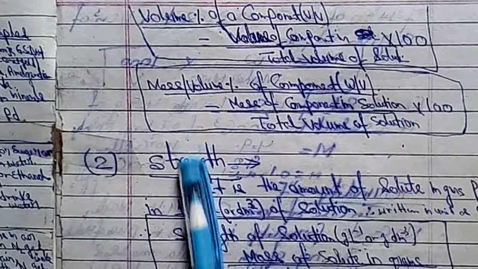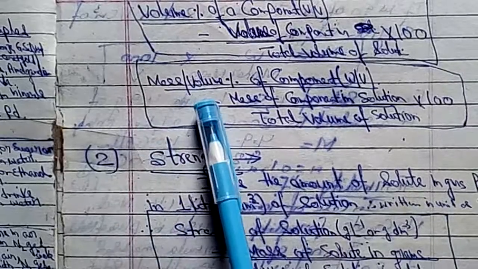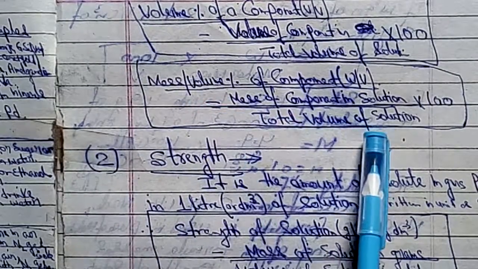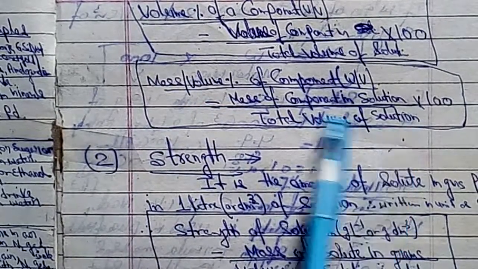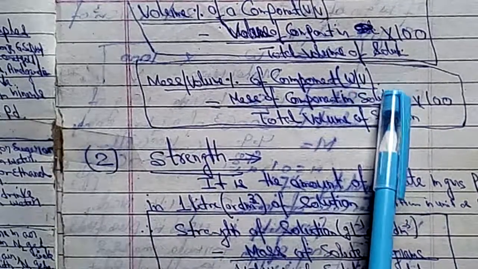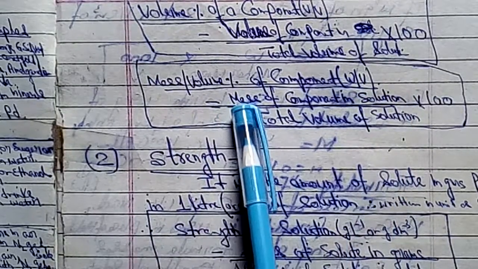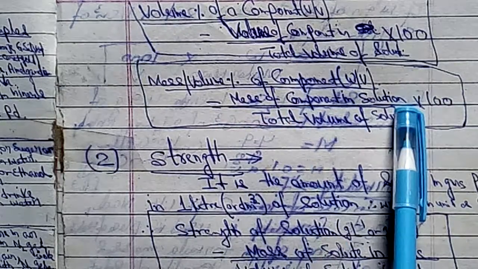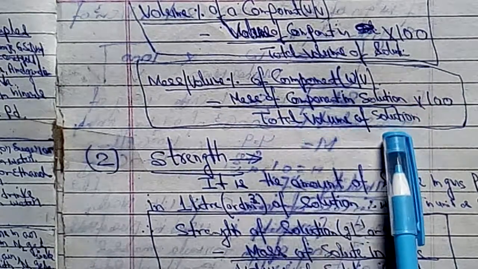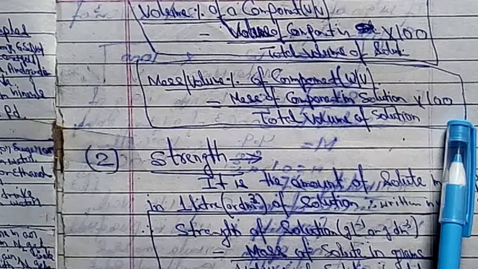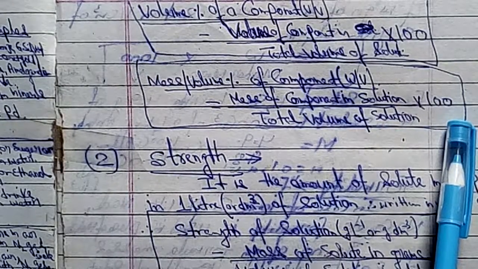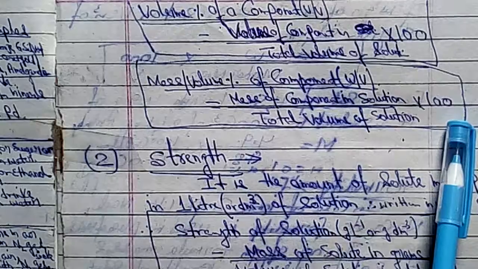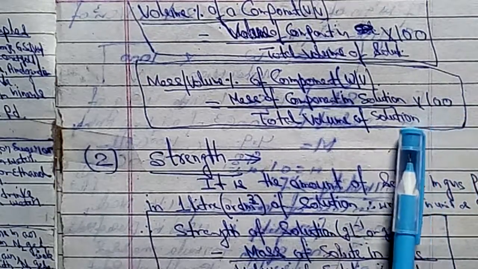Mass by volume: if the component is given in terms of gram and the volume is given in terms of liter or milliliter, then we use m by v, W by V. The mass by volume percentage of a component formula will be mass of component in solution divided by total volume of solution into 100. This is a formula we will see in the next lecture, with numericals related to this.